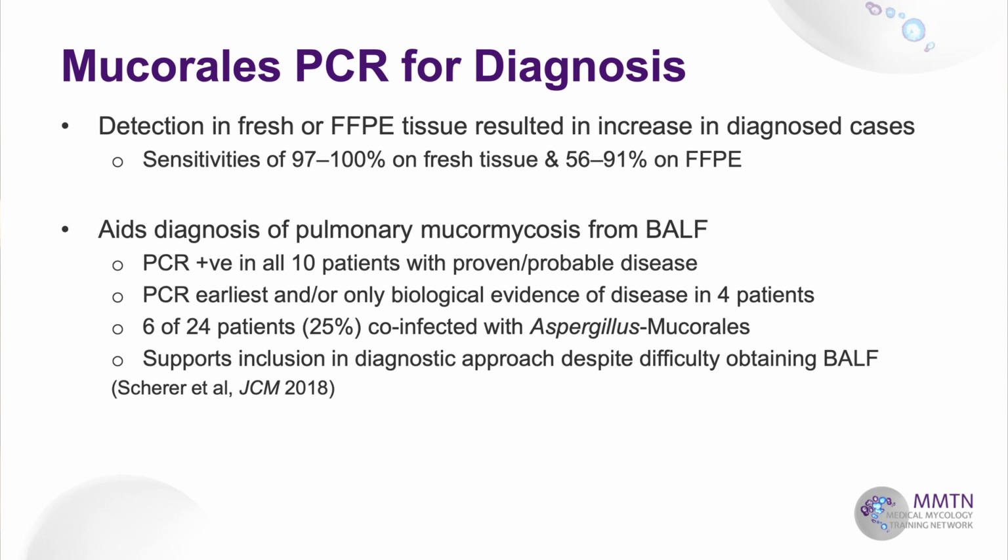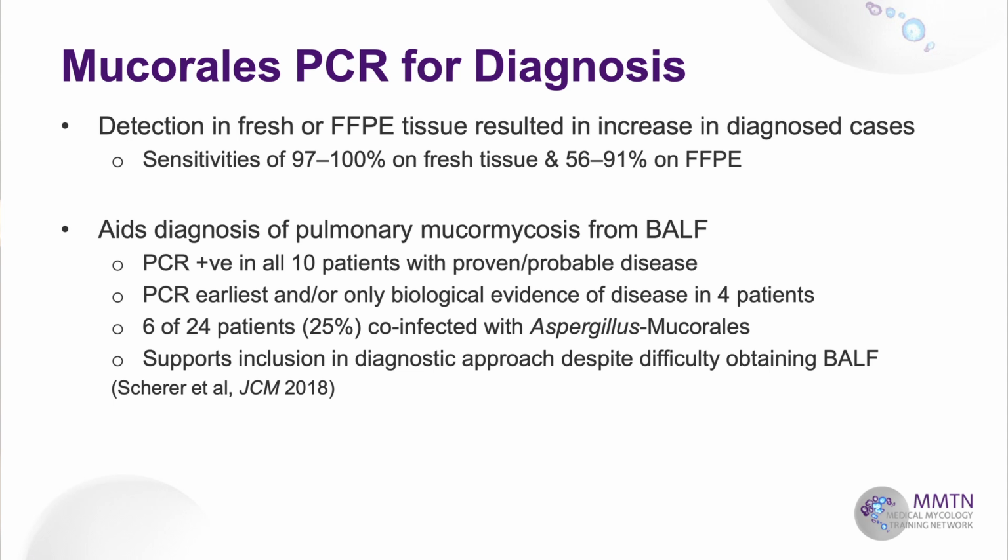using PCR to diagnose or detect Mucorales in fresh tissue has increased sensitivity over paraffin-embedded samples, but we still can get good results from at least 50 to 90% of formalin-fixed tissues. PCR has been used to aid diagnosis in pulmonary cases of mucormycosis. One study found that PCR was positive in all 10 patients who were classified as having proven or probable disease, and actually PCR was the earliest indicator of disease in 4 of those patients. Now, interestingly, 6 of the patients actually had co-infections, so they were co-infected with both Aspergillus and Mucorales.